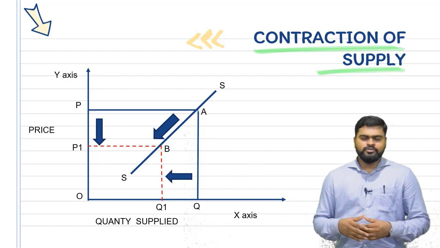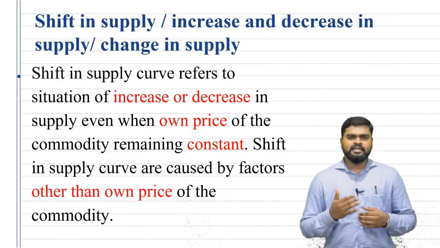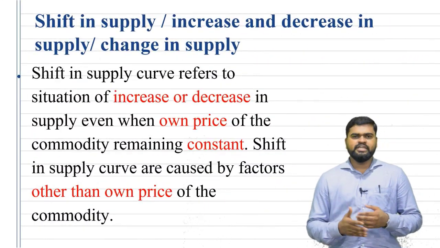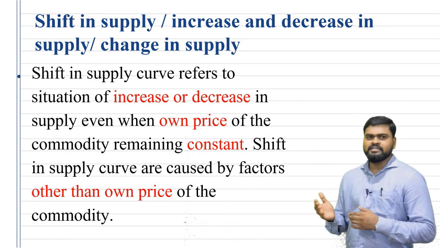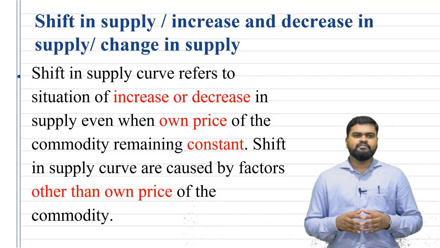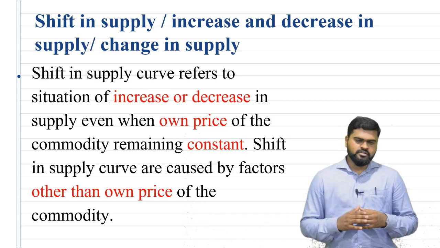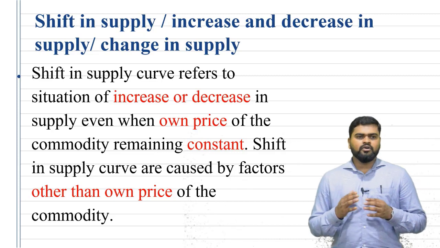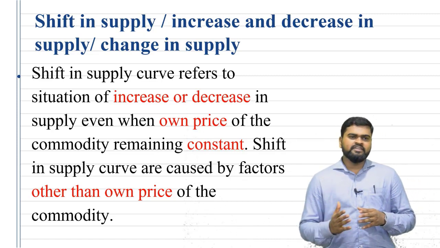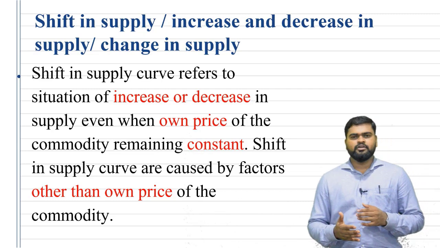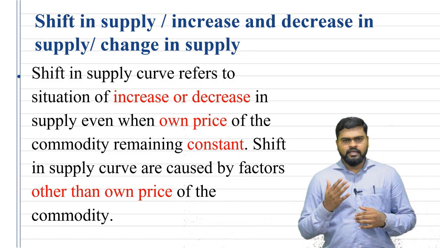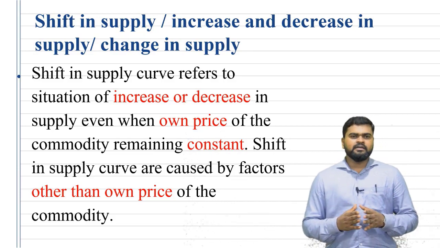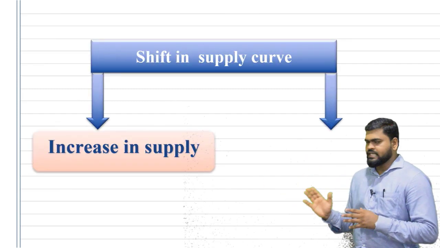Next we will move on to shift in supply, which is also known as increase and decrease in supply or change in supply. Shift in the supply curve refers to a situation of increase or decrease in supply even when the own price of the commodity remains constant. Shifts in the supply curve are caused by factors other than the price of a commodity, that is the state of technology, goal of the firm, number of firms in the industry, price of related goods, etc. There are two parts of shift in the supply curve, that is increase in supply and decrease in supply.